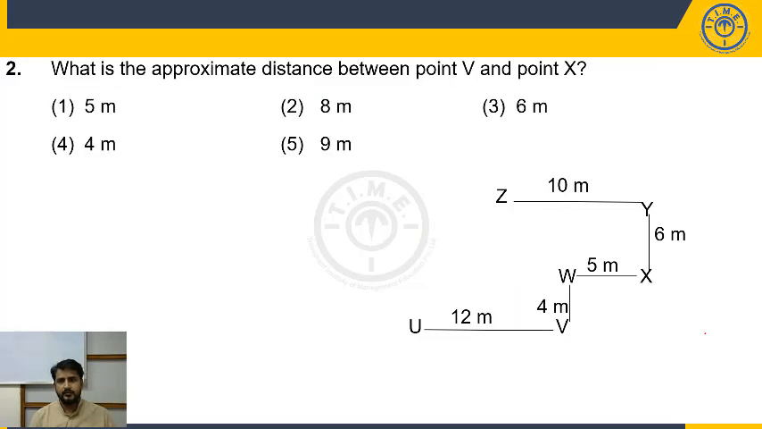What is the approximate distance between V and X? So V is here, X is here. For the approximate distance, we have to apply the Pythagoras rule. VX distance is equal to under root of VW whole square plus WX whole square. And what is the VW distance? 4. So 4 square is 16 plus 5 square. WX distance is 5. 5 square is 25. And it is under root of 41, approximately 6. Choice 3.